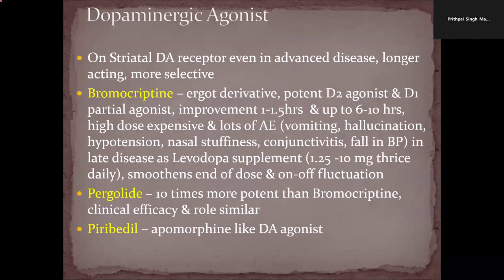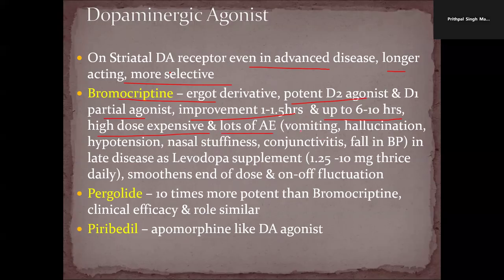Then we have another class of drugs, the dopaminergic agonist drugs, which act on the D2 dopamine receptors, and they can be used even in advanced cases. I told you about two derivatives of dopaminergic agonists, one ergot and the other non-ergot derivatives. So bromocriptine is the ergot derivative, a potent D2 agonist and a partial D1 agonist. Improvement occurs across 5 hours and lasts about 10 hours.